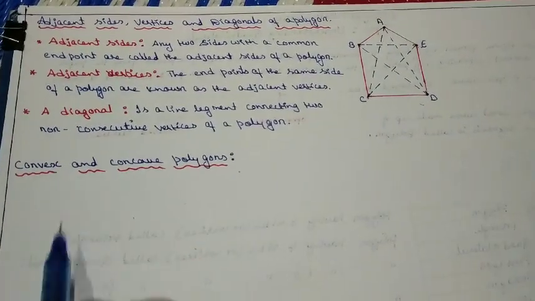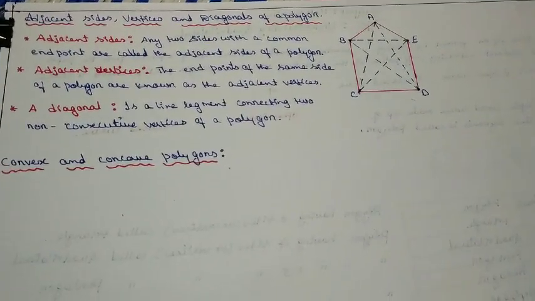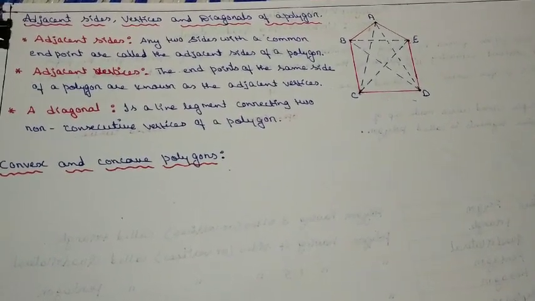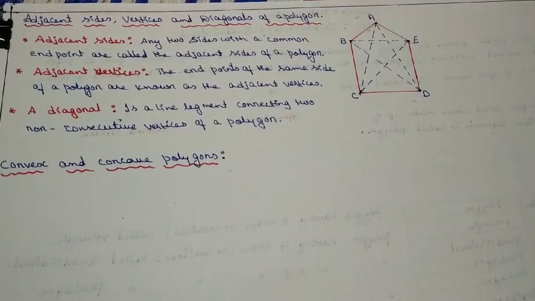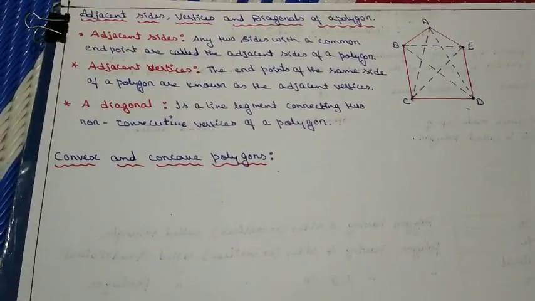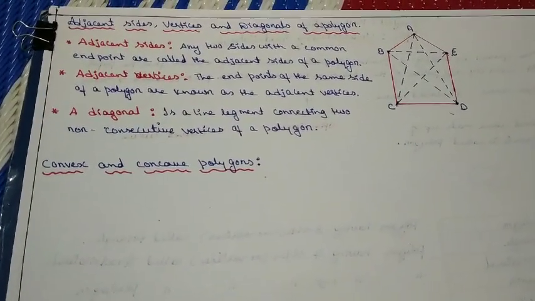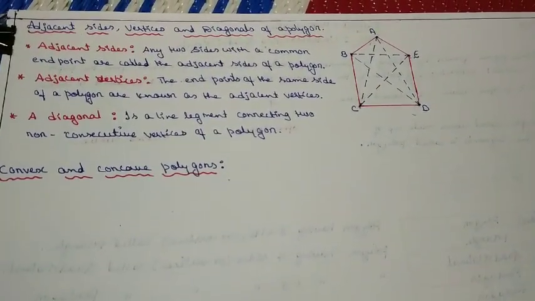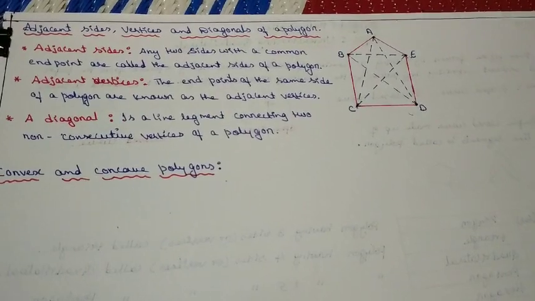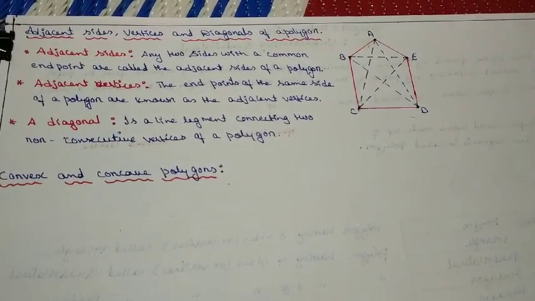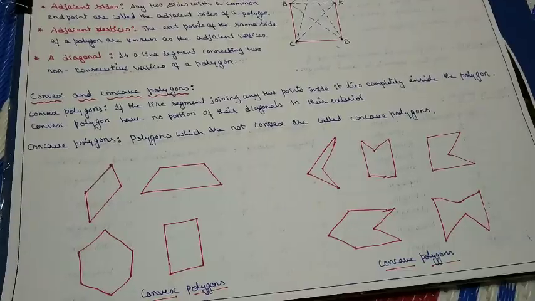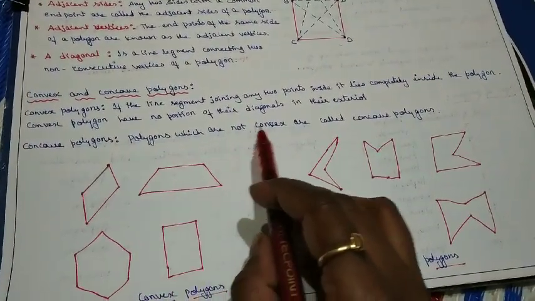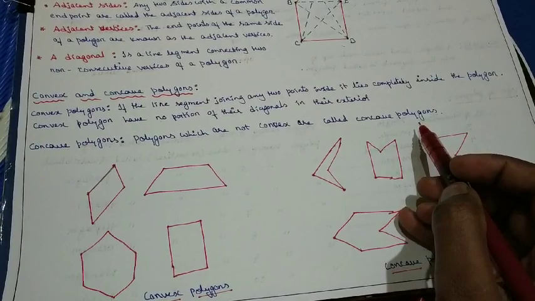So first, convex polygon. A polygon is a convex polygon if the line segment joining any two points inside the figure lies inside it, then the polygon is said to be a convex polygon. In convex polygons, no portion of the diagonals lies in their exterior. Concave polygons: polygons which are not convex are called concave polygons.